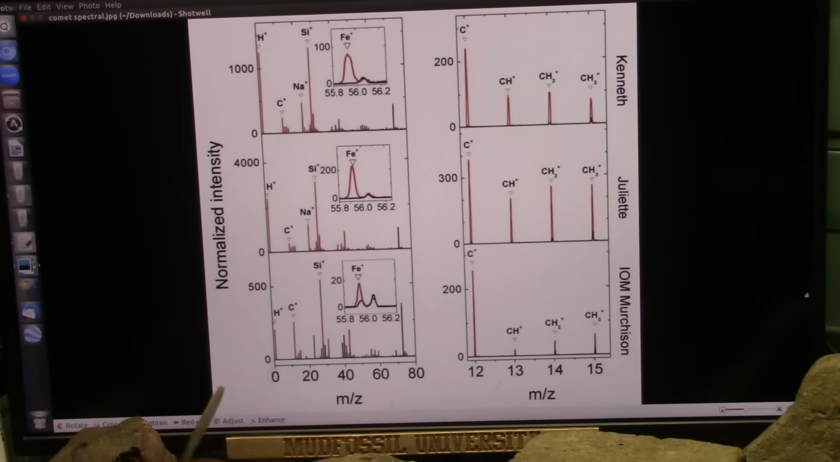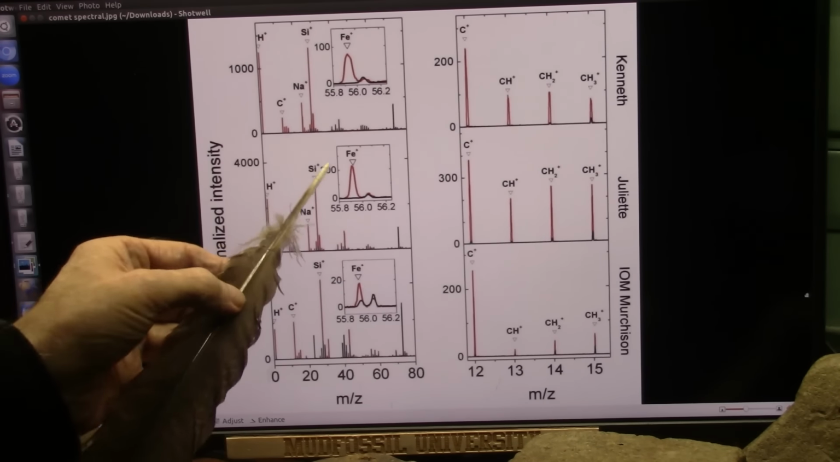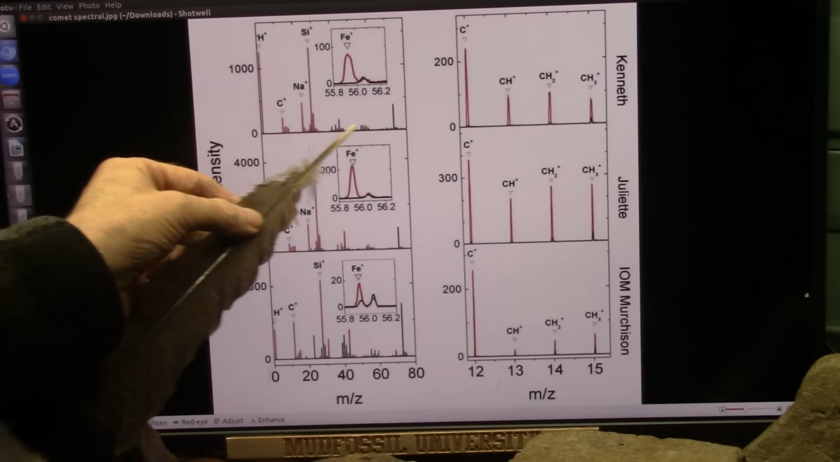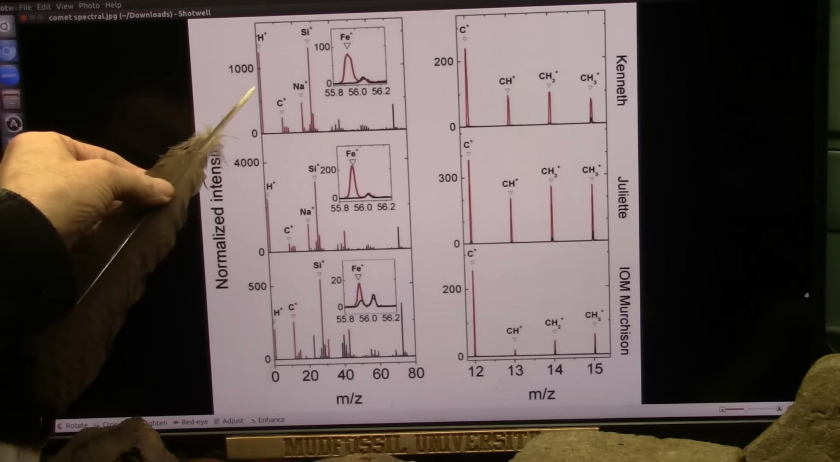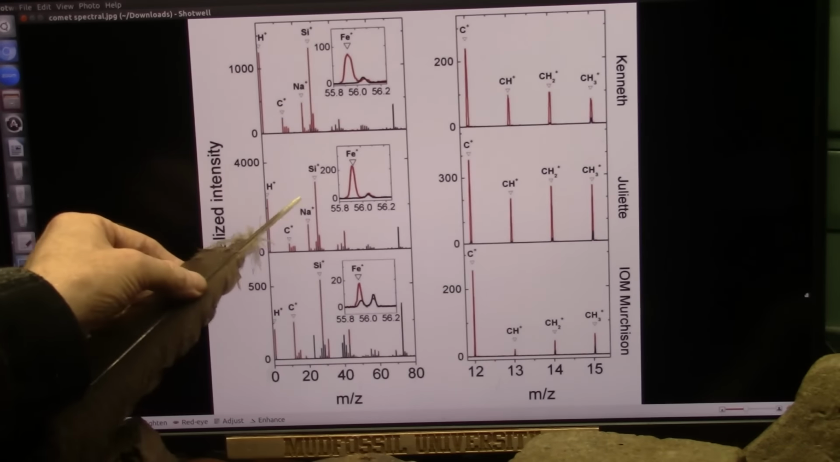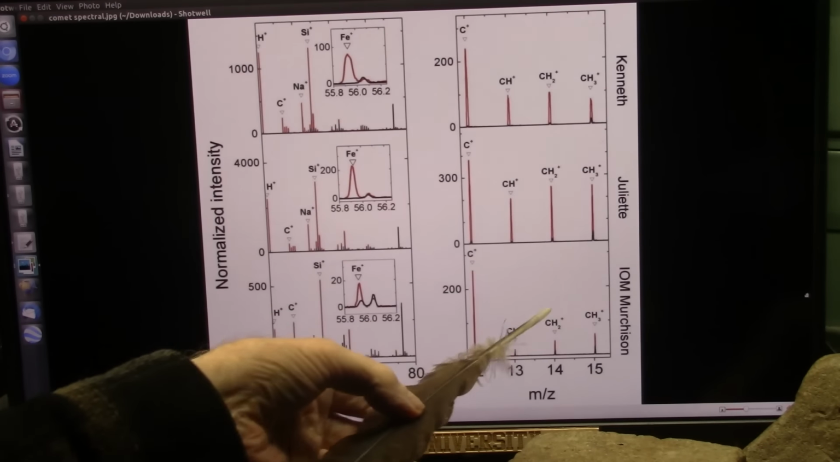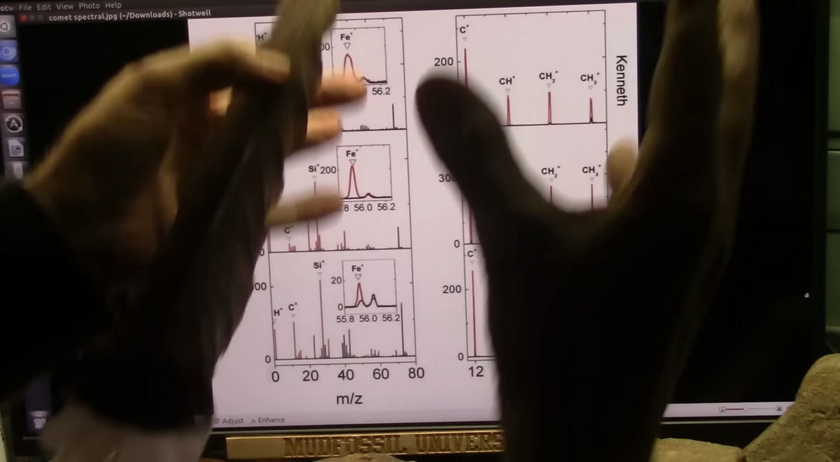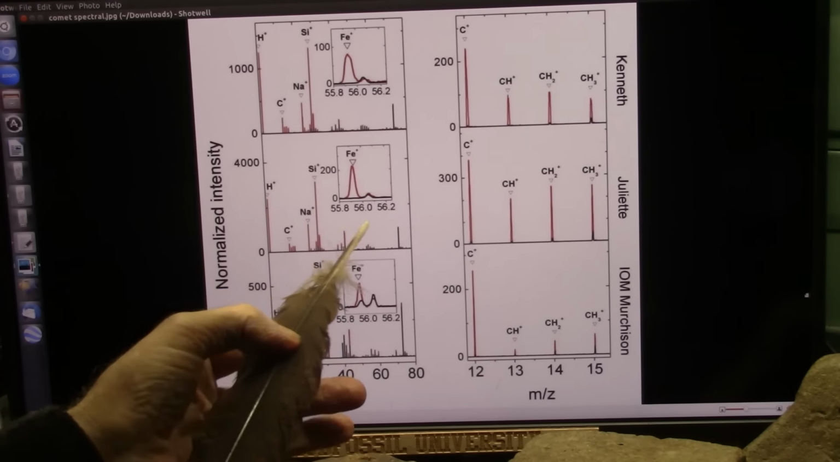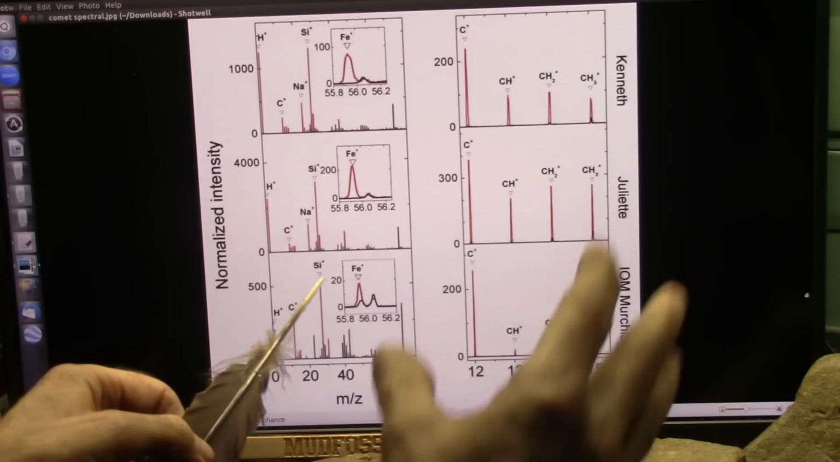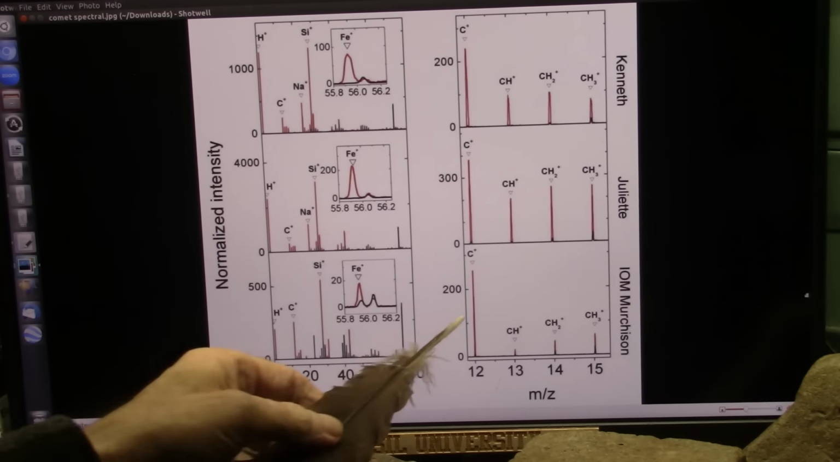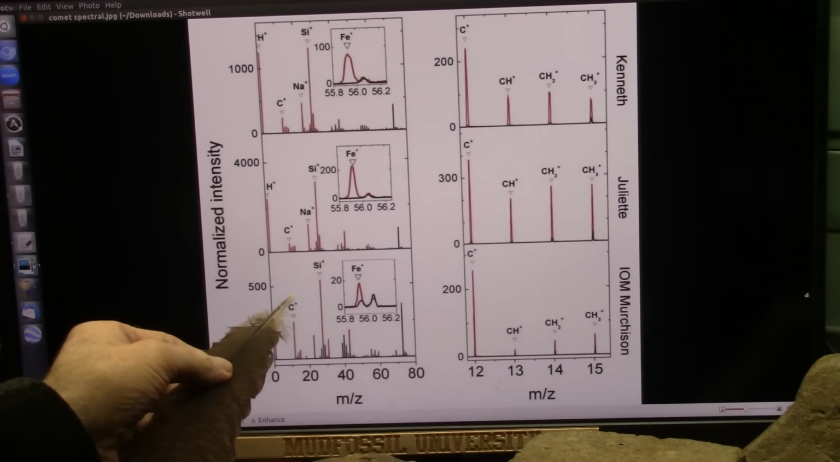This was on Comet 67P. They went up and took samples. Now here's Kenneth, here's Juliet, and then we come down with a Murchison. Well, what's Murchison? Murchison was another asteroid, or actually meteorite, that hit Earth. They saw it come down and they went out and picked it up. And they looked at it, and here's the chemistry.